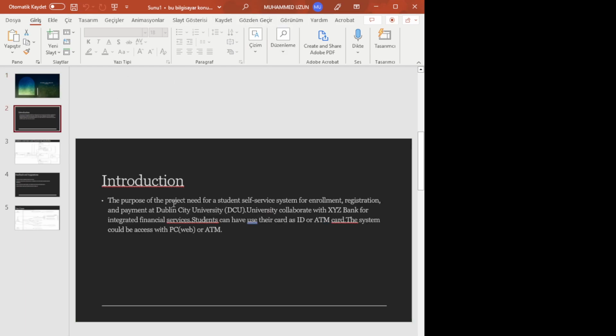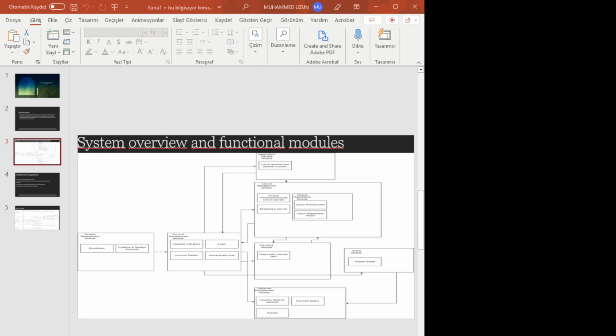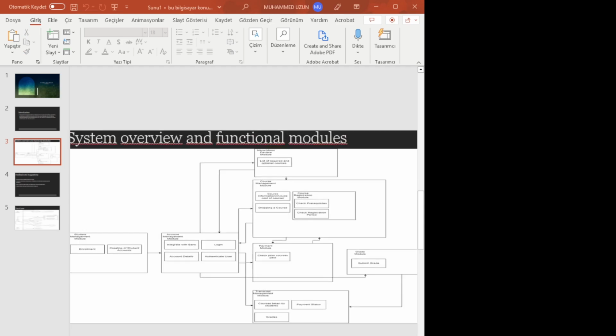First of all, the introduction. The purpose of the project is the need for a student self-service system for enrollment, registration and payment at Dublin City University. The university collaborates with XAZ Bank for integrated financial services, and students can use their card as an ID or ATM card. The system can be accessed with a PC or ATM. The system is like this in general terms.